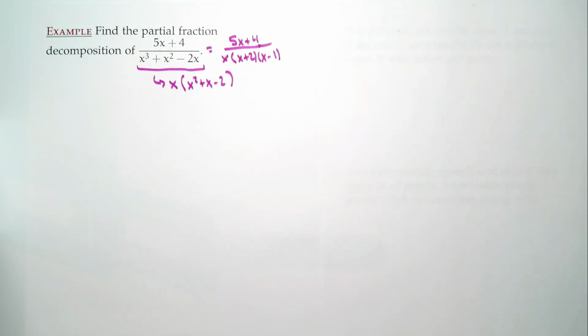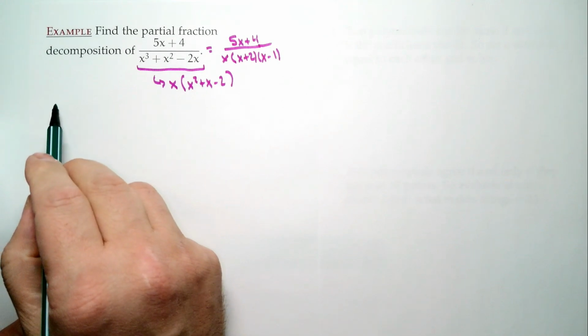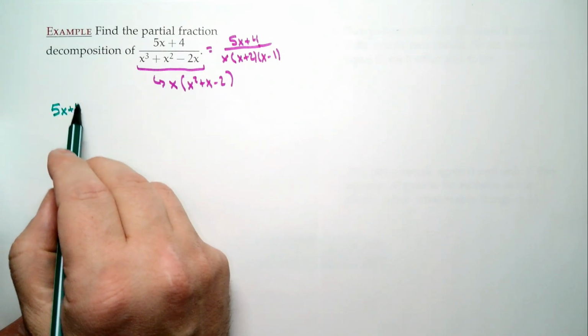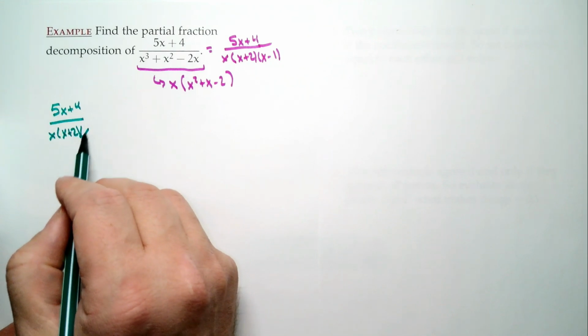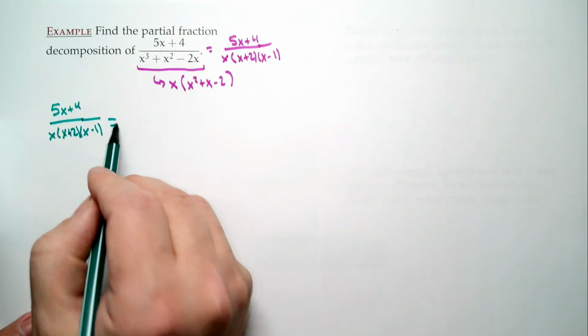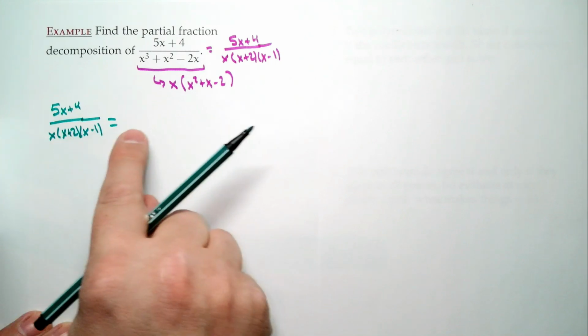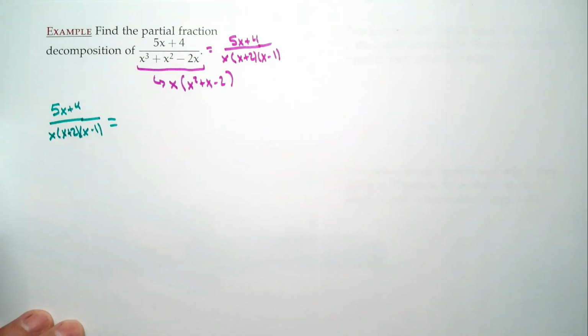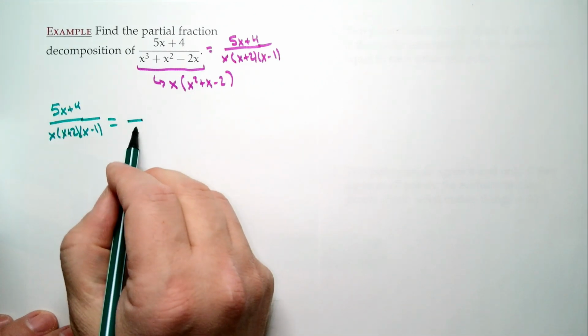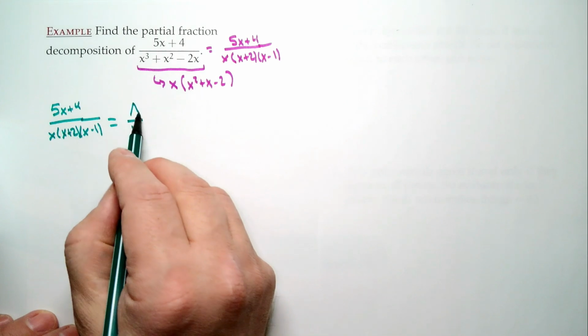Now comes the next step, which is we're going to take this and we're going to pull it apart. So we have 5x plus 4 divided by x times x plus 2 times x minus 1. Now, for every term downstairs, I'm going to have something on the other side. So here I have an x, and that's just to the first power. So that says I'm going to have something over x, and I don't know what it is, so I'm going to write it as a.